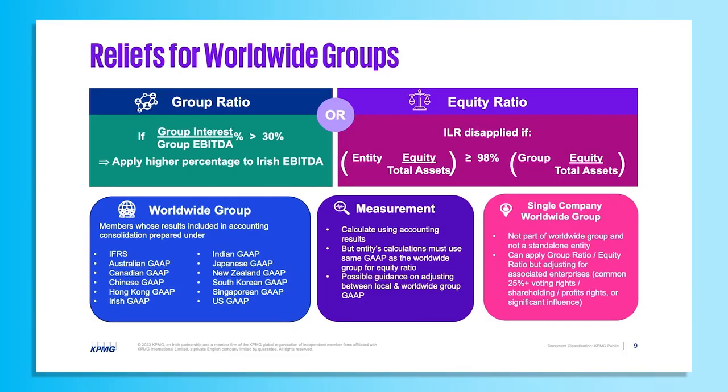The second relief is the equity ratio exemption. Essentially, this looks at the group's balance sheet and the company's balance sheet and the relative levels of equity capitalisation.